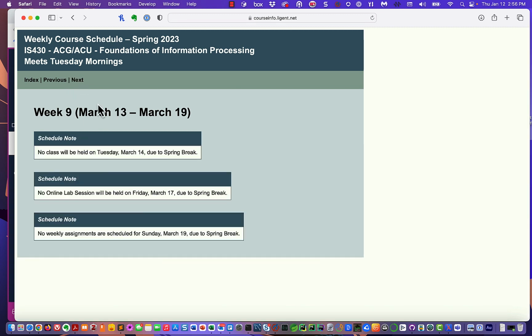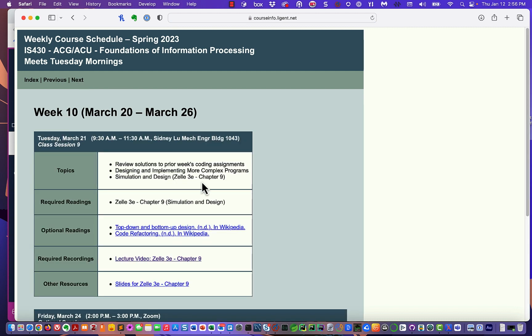Week 9 we have off. We're on spring break. Week 10, we're going to do Zelle Chapter 9, which is officially called Simulation and Design. Really the emphasis is on design. It's about how to write more complex programs. We start out in the beginning of the course with very simple programs, and by the time we get to Chapter 9 they've gotten more complex as we go along. In Chapter 9, we dive into something that's more complex yet.